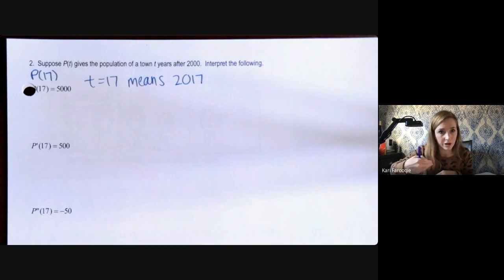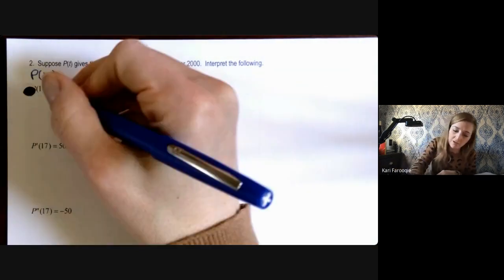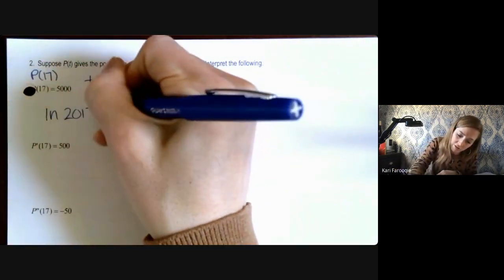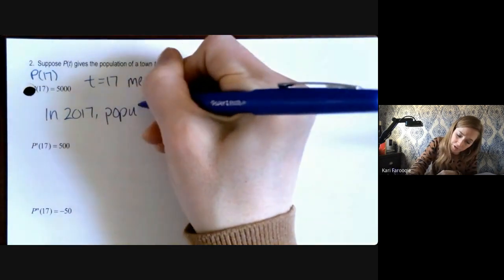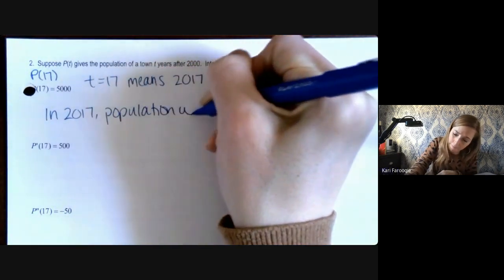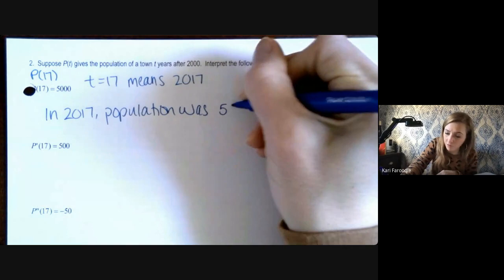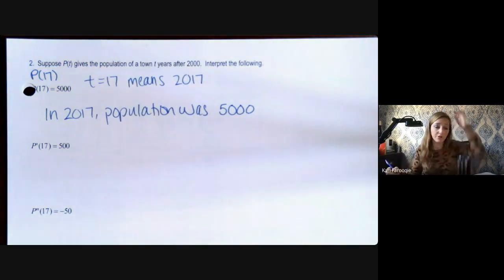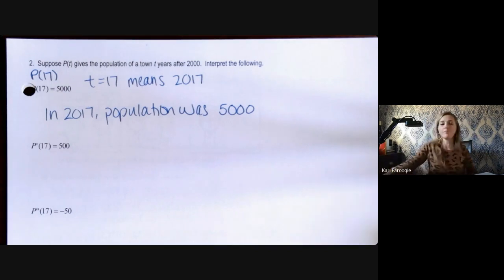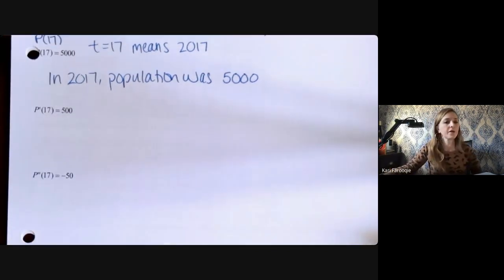That just tells you what the population is in a certain year. So this just means in 2017, the population was 5,000. I'm not even going to say people because it wasn't even specified. Assuming it's people, but don't know. Okay.